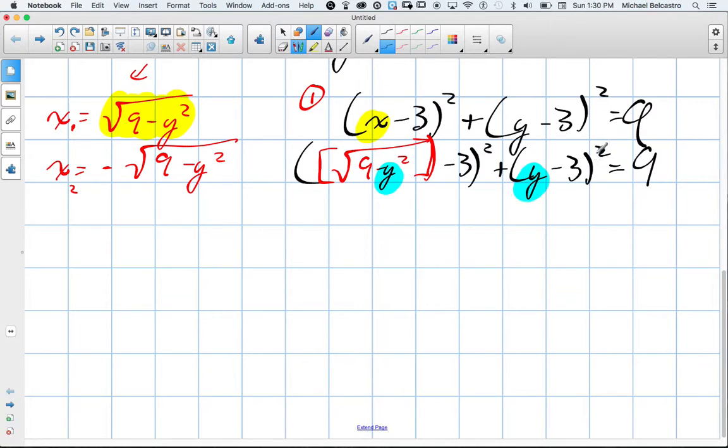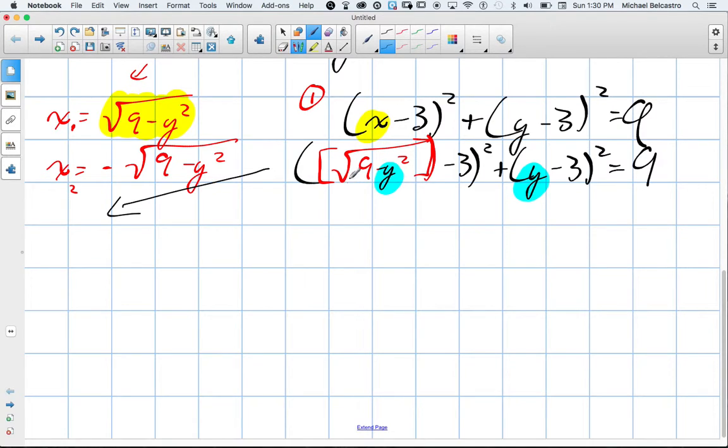Because these are squared, we're going to be using FOIL. I'm going to move over here because we're going to need this whole line. When we FOIL this, I'm going to do it a little quicker. You can do it on the side if you want. Essentially, we're doing the first terms times each other, then the inside terms, outside terms, and last terms.